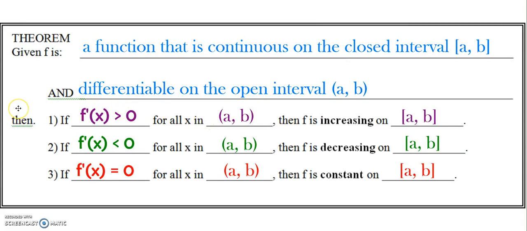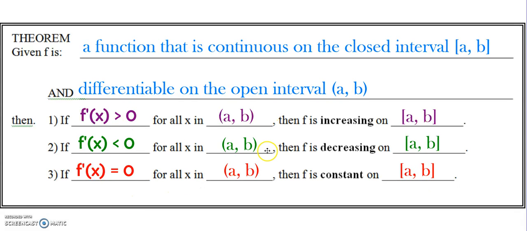So what we want to say though, if we meet these requirements, then if f prime of x is greater than 0 for all x on the open interval (a,b), then f is increasing on the closed interval [a,b]. If f prime of x is less than 0 for all x on the open interval (a,b), then f is decreasing on the closed interval [a,b]. And if f prime of x equals 0 for all x on the open interval (a,b), then f is constant on the closed interval [a,b].